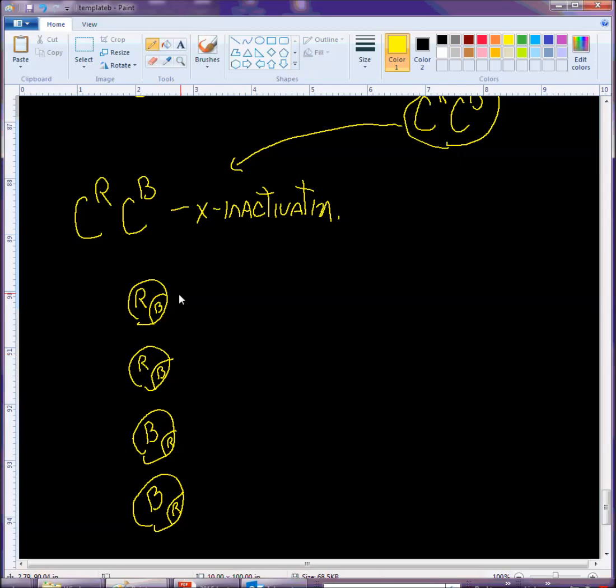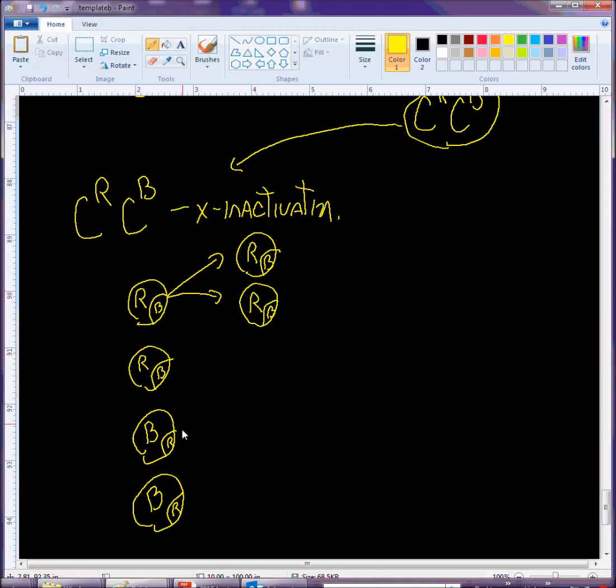Okay, so every time these cells divide from now on, the X chromosome with the black allele will always be inactivated. Every time a cell with the X chromosome carrying the black allele inactivated divides, the daughter cells will also have the X chromosome carrying the black allele inactivated.